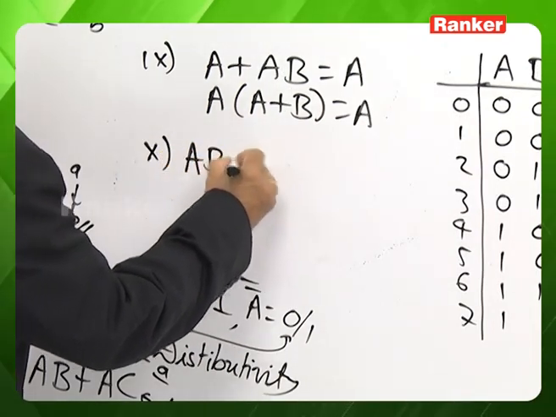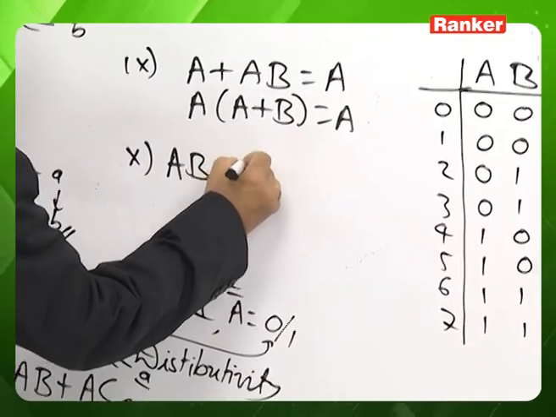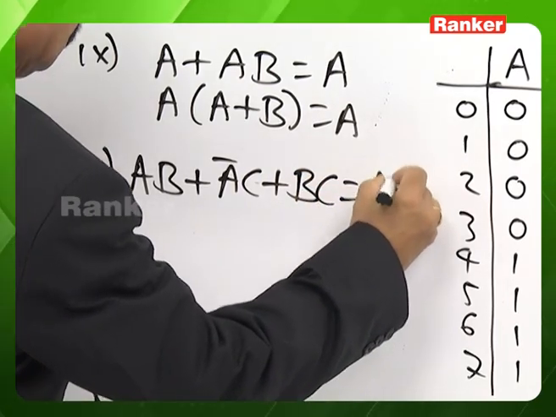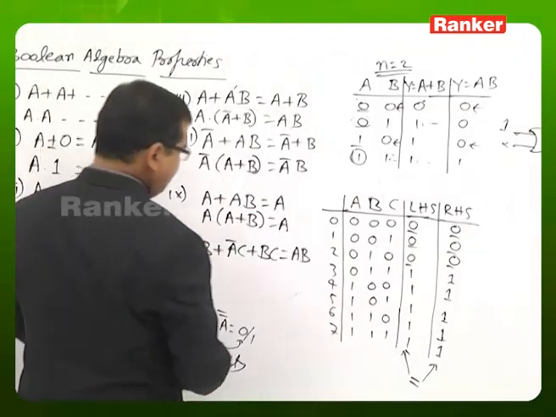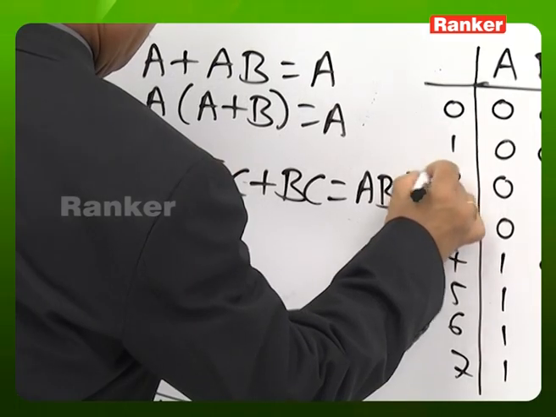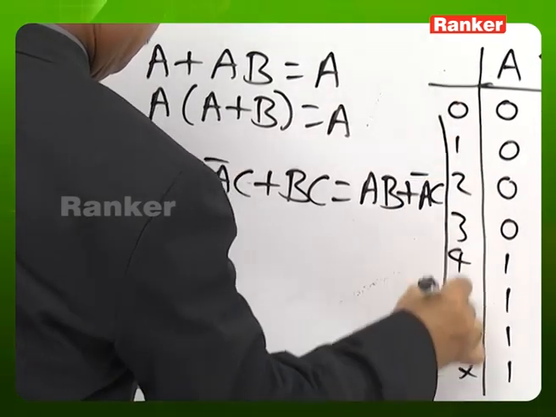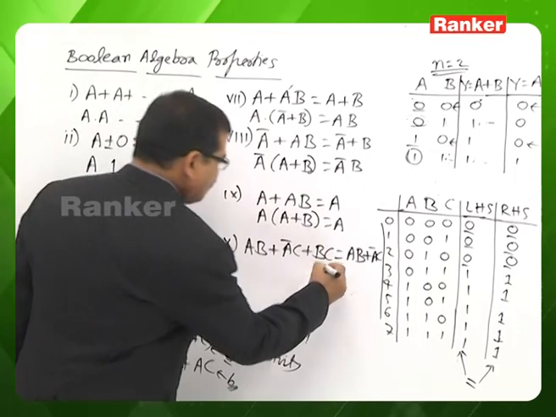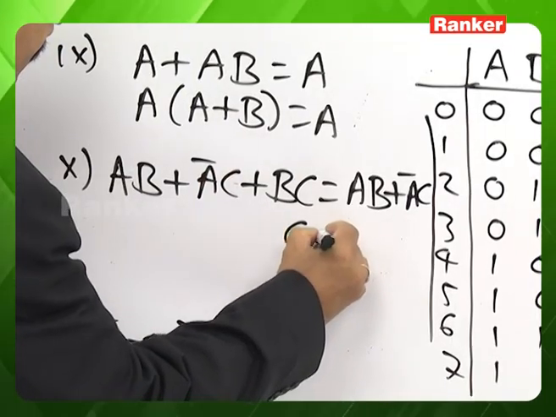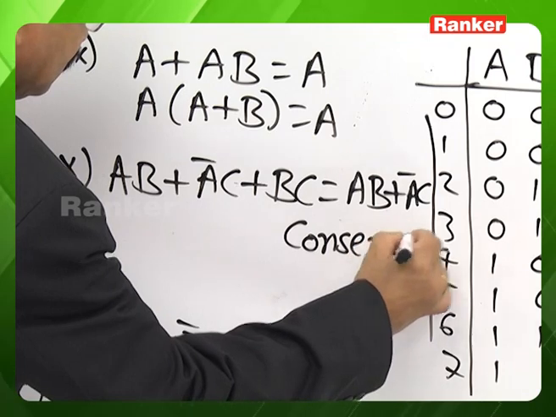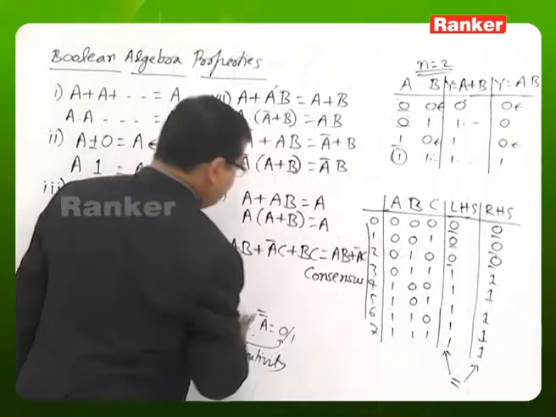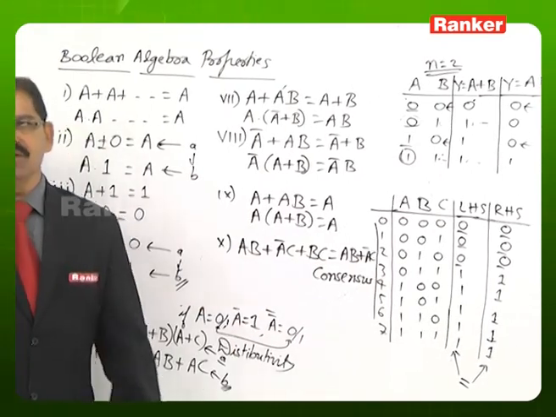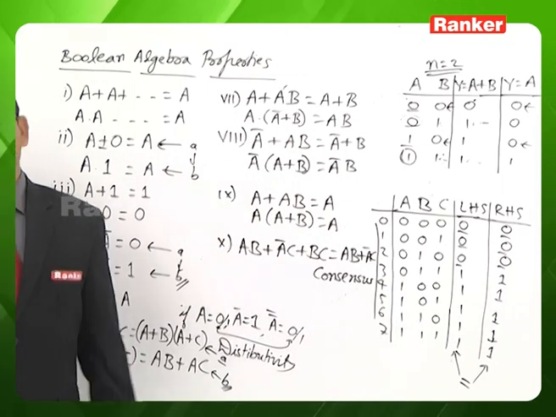AB or with A complement C or with BC is equal to AB or with A complement C. The name of this property is consensus property. It is also one of the important properties. The importance of this property we can see by looking at this equation itself.